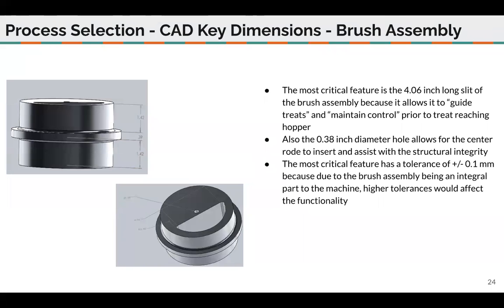In addition, for the brush assembly, the most critical feature is the long slit to guide treats as well as maintain control prior to reaching the hopper, with a tolerance of 0.1 millimeters due to the integral piece of the brush assembly, as well as higher tolerances affecting the functionality.